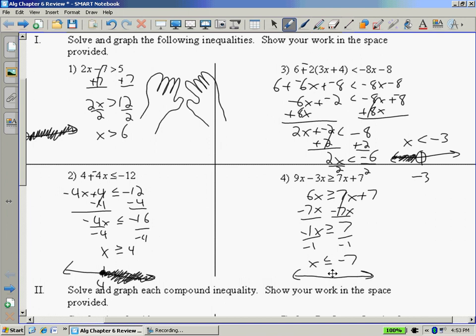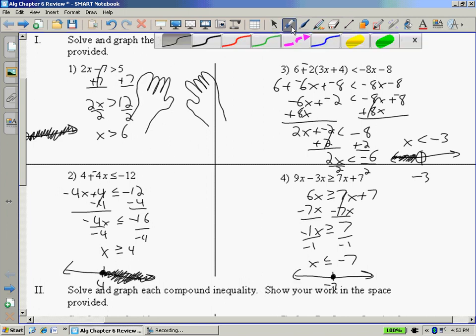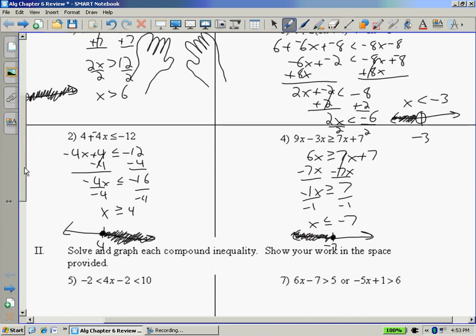This is an old man, so he knows when to keep his mouth shut. This fits the curvature of your left hand, so we're going to shade to the left. And we're done with the first 4.